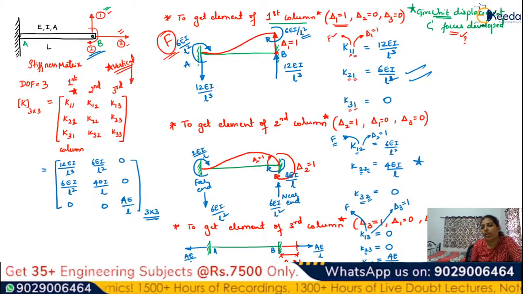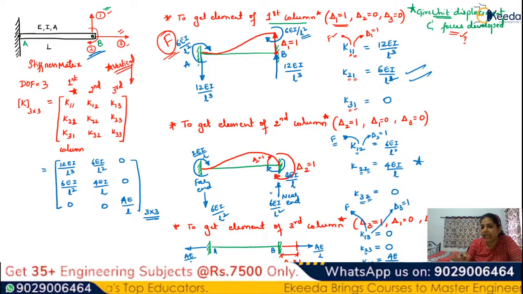So basically you need to know the standard values. When there is vertical displacement, the ones in the blue are your standard values, reactions and moments. And when there is a unit rotation, the ones in the blue here are your reactions and moments. And when there is a horizontal displacement, only horizontal reactions will be developed, that is AE by L.